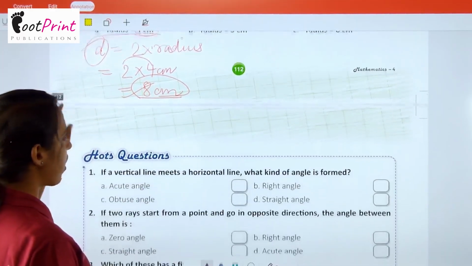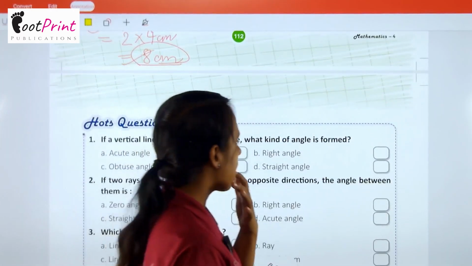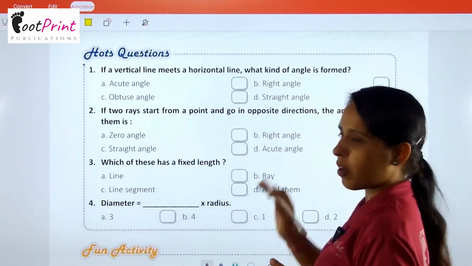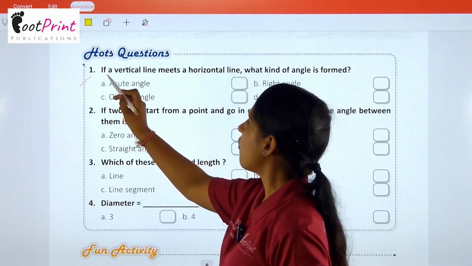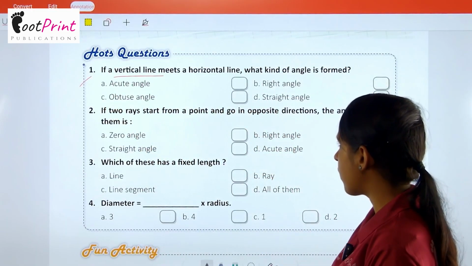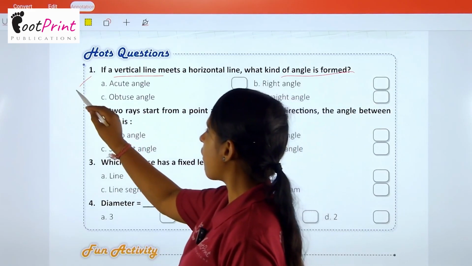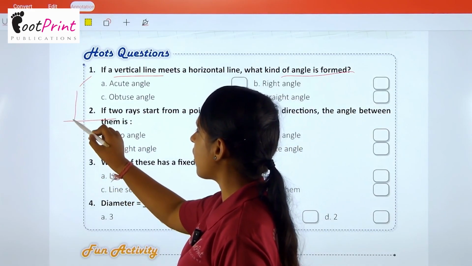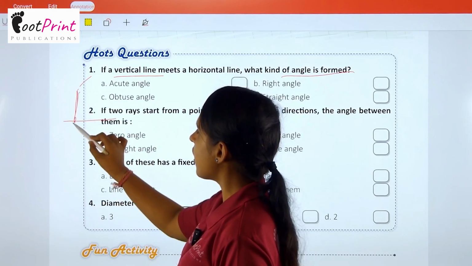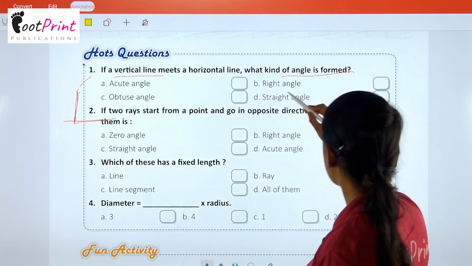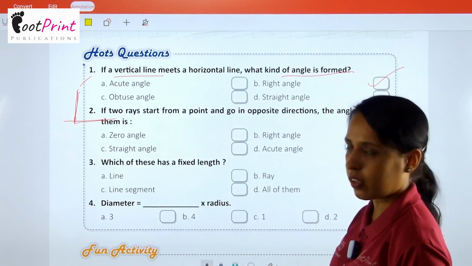Now we have some hot questions. Let's solve one by one. Here, if a vertical line meets a horizontal line, what kind of angle is formed? Whether we have a vertical line or a horizontal line, it's the same. So we can say that it is a right angle. So our B option is correct, right angle.